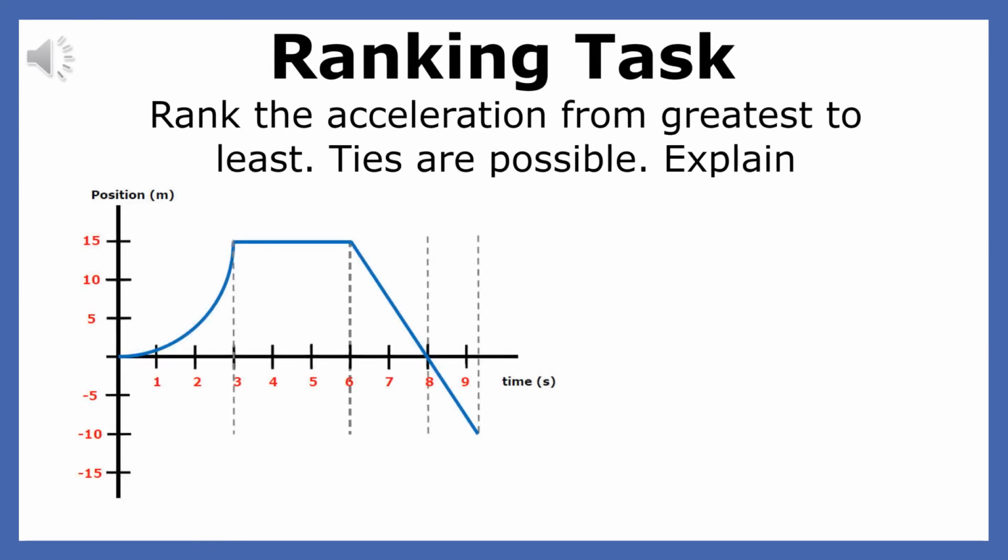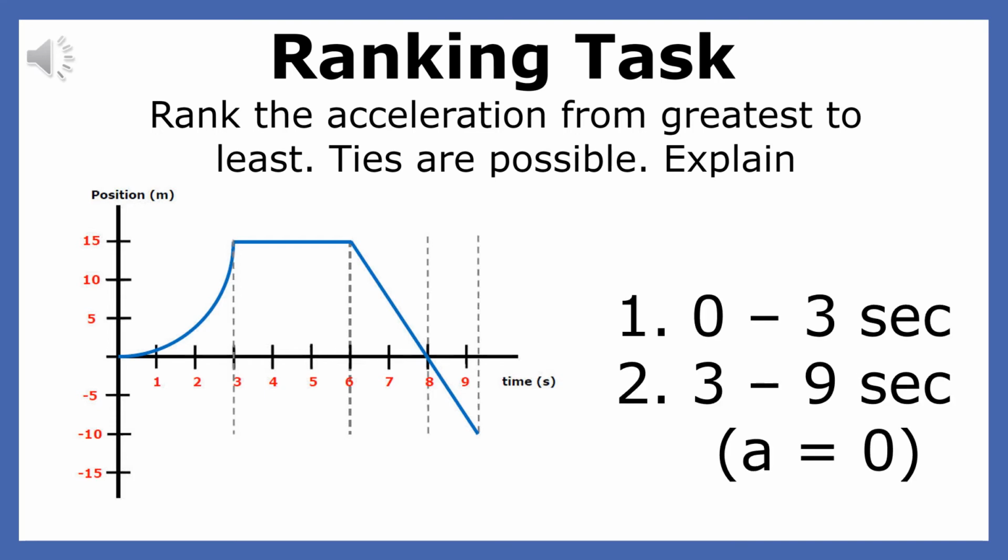Let's rank the accelerations found in this plot. Positions on the y-axis, and that is the same as displacement. We need to use the slope to rank these accelerations. The acceleration is the rate at which velocity changes. The only place that the velocity changes is between 0 and 3. All other times the velocity doesn't even change, because between 3 and 6 the velocity is 0, and between 6 and 9 the velocity is constant and negative.